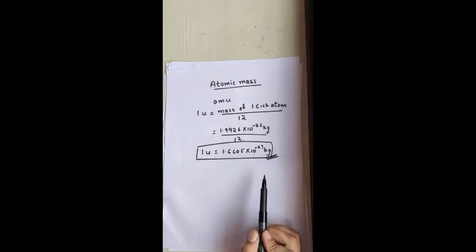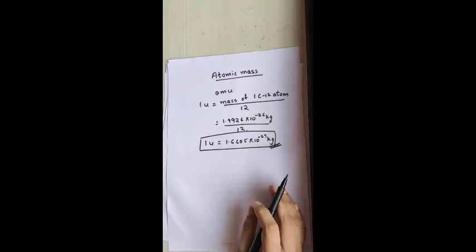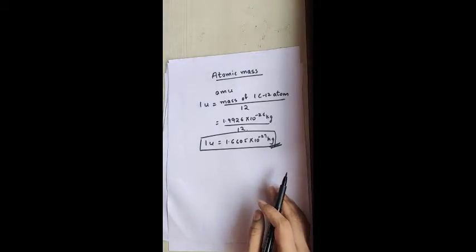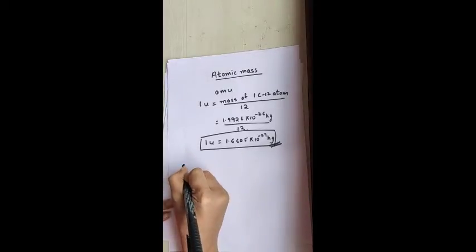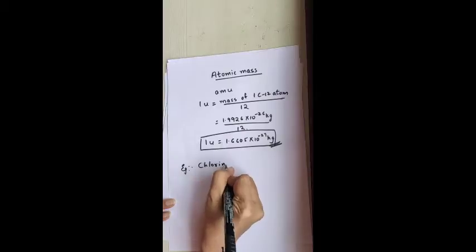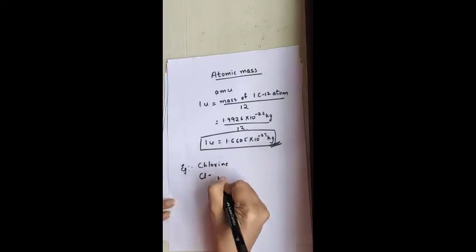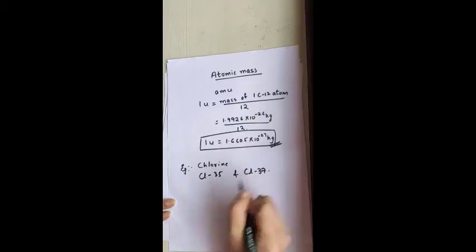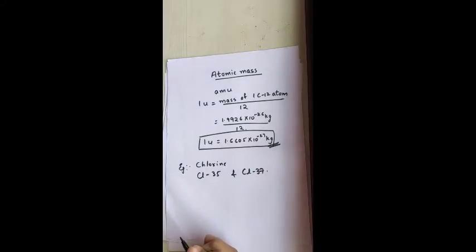The atomic masses of different elements depend on the number of isotopes of that element present. So what are isotopes? Isotopes are atoms having the same number of protons but a different number of neutrons. For example, if I consider chlorine, chlorine has two isotopes, namely Cl-35 and Cl-37.